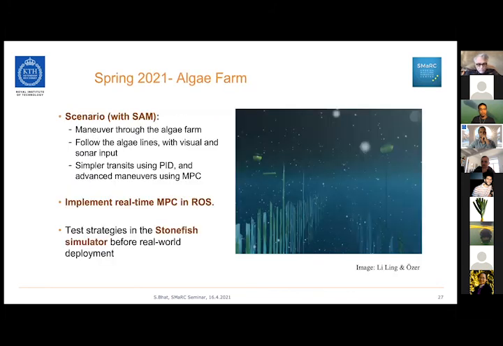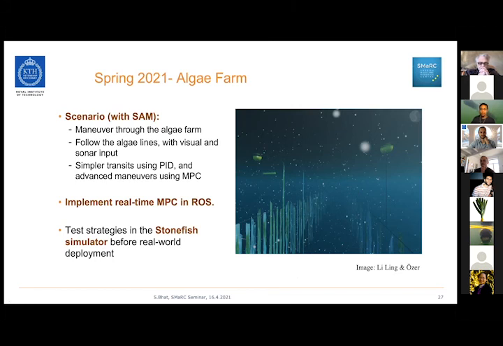So I'm going to talk a little bit more on the algae farm scenario here. So a scenario with Sam. And this picture here, thank you, Liling, for this picture. We want to maneuver Sam through an algae farm. So in the picture here, you see like 2 lines, and in the simulation, some algae growing from these lines underwater. And we want to maybe maneuver through the algae farm and to follow these lines of algae with visual and sonar input. I think for the simpler transits, we will use PID controllers, just like we did at ASCO.